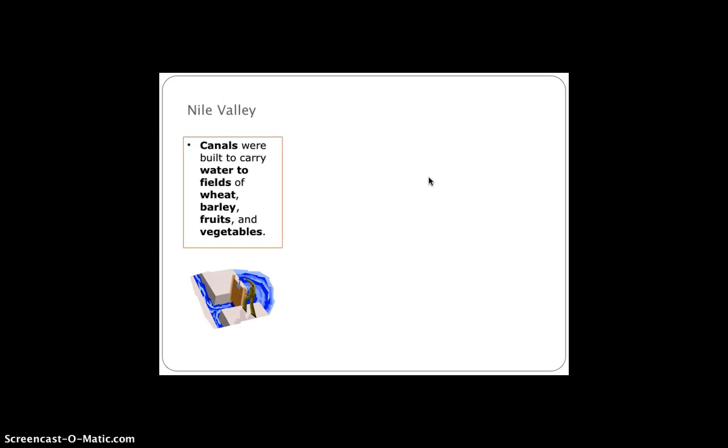The Nile Valley. Canals were built to carry water to the fields of wheat, barley, fruits, and vegetables. They had to figure out a way to get the water to the fields. That's when these canals were built. They were basically dug ditches to bring the water from the Nile River to the wheat fields, the barley fields, the fruit fields, and the vegetable fields.